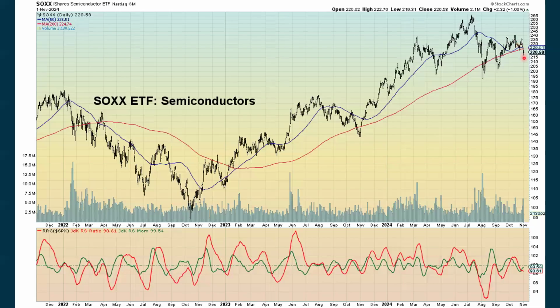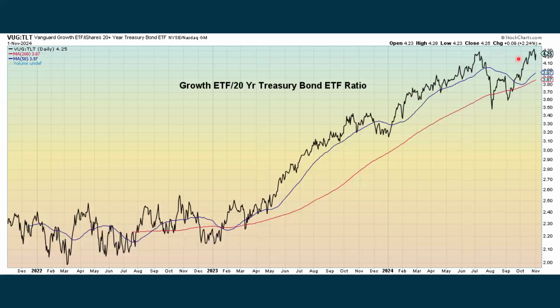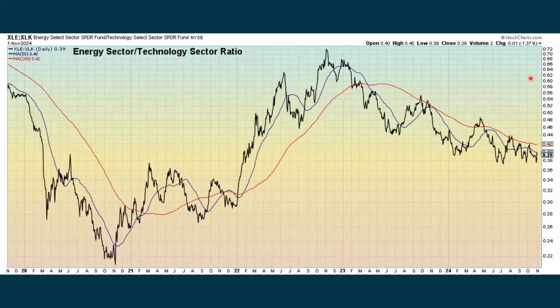Semiconductors actually falling down below their 200-day moving average. Now, we did that before, and we were able to bounce back up. We'll have to see if we can bounce up with the semiconductors and avoid seeing a death cross here in this sector. If we do a ratio of growth stocks versus bonds, showing how growth stocks are outperforming.